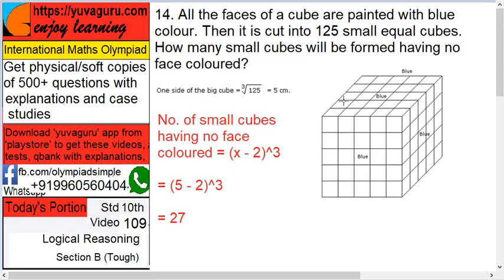faces. So 125 total. So each side will be what? 5 cube is 125. So each side would be 5. You call it centimeter or parts, anything. So number of cubes having no face colored means what's here?